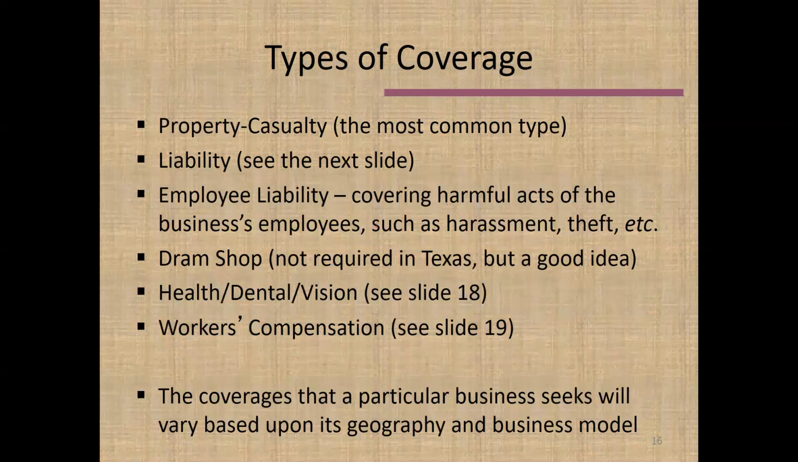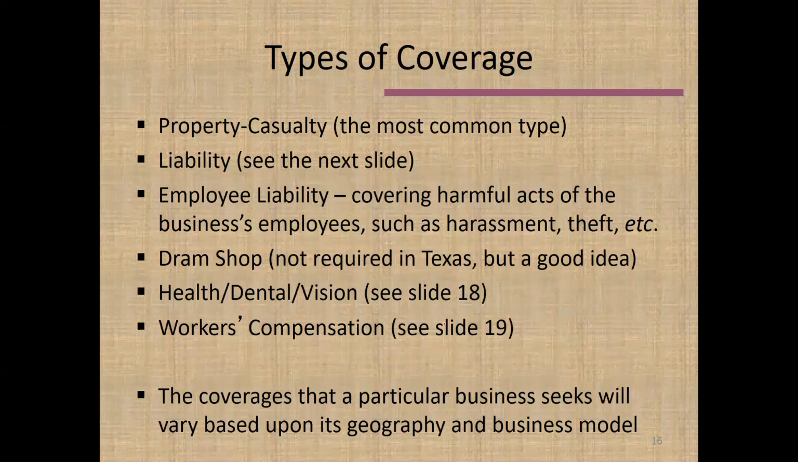Another type of coverage is the health, dental, and vision type package. Maybe it has all three components, maybe it just has one or two. And then we'll also talk about workers' compensation coverage and how that works, and more specifically, how that works in Texas. Obviously, the particular insurance that your business has is going to turn on where it is geographically located and also what the nature of the business is.